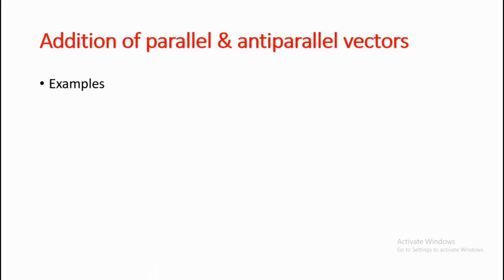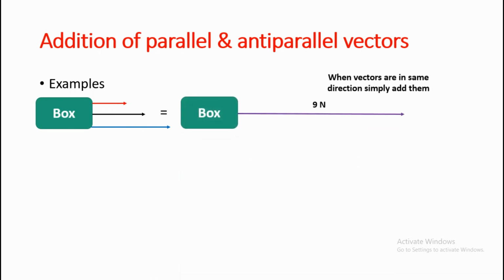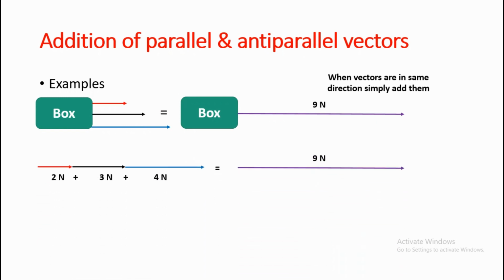For example, now addition of parallel and antiparallel vectors. Consider a box on which three forces are acting. As all the forces are acting in the same direction, so we add them up. One force is 2 Newton, the second is 3 Newton, and the third is 4 Newton. And when we add them up, we get 9 Newton. So on the box, the resultant force is 9 Newton towards the right.